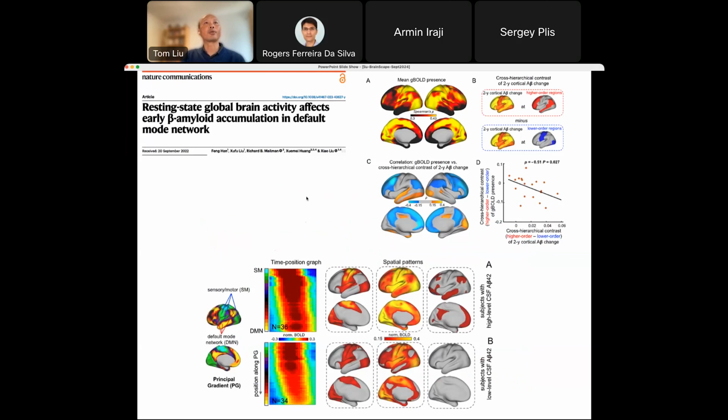And finally, some very interesting work just published last year in Nature Communications shows that the global signal tells you a lot about where beta amyloid is being collected in the brain. If the global signal is low, or the propagation of the global signal is not very strong, then you will tend to have more beta amyloid collection than where the global signal is stronger. So there are implications here, once again, that this measure of how the brain is acting in a global fashion can give you insight into other disease states and populations.